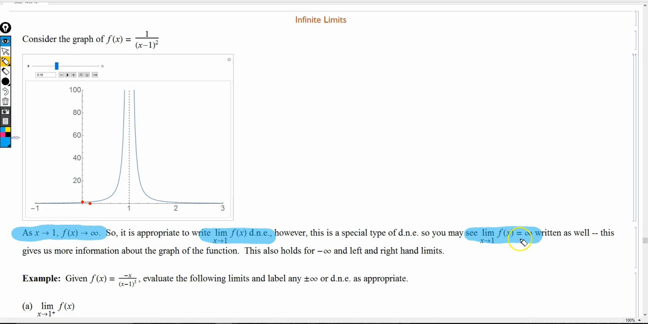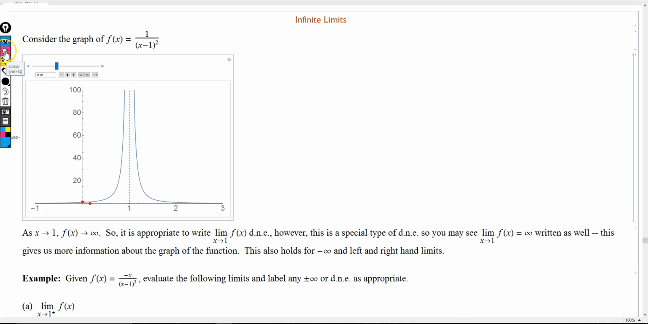Writing it like this gives us a little more information about what the limit is doing as x approaches 1. It tells us the function is going up towards positive infinity as x approaches 1 from the left and right. And it also gives us a little more information about what the graph looks like. We know the graph has a behavior like this, illustrated over here. We could write the same thing for negative infinity and left and right hand limits as well. So let's take a look at this quickly and try to understand why the limit as x approaches 1 is infinity analytically, and then we'll look at some more examples.